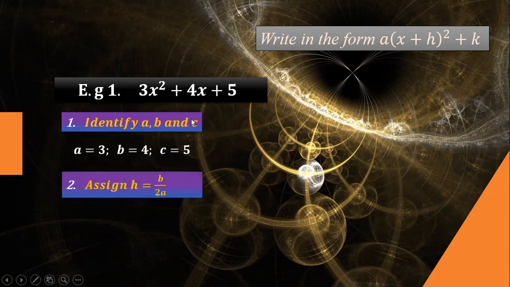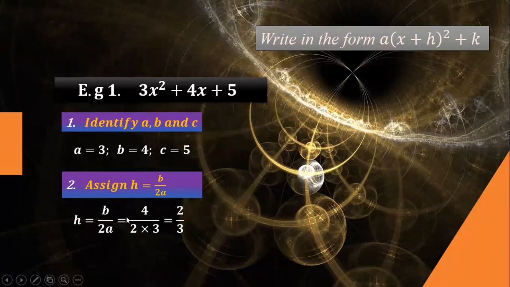Step 2, we're going to work out what h is. Assign h to be equal to b over 2a. In other words, I'm going to replace this b with 4. Of course, this 2 remains as is. a is replaced with 3, so h is equal to b over 2a, which is equal to 4 over 2 times 3. And when we work this out, it's going to be equal to 2 over 3. Are you all cool with that?